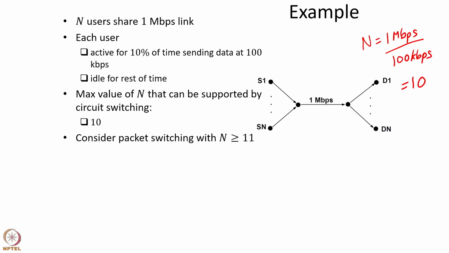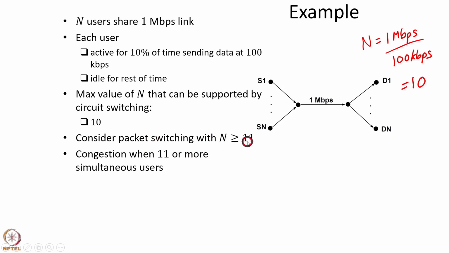Now let's discuss what happens if we use packet switching and there are 11 or more users. So n is greater than or equal to 11. When will there be congestion? Note that these users are intermittent. They don't always send data. A user sends data only for 10% of the time, and for the remaining 90% of the time, the user is inactive. There is congestion when there happen to be 11 or more simultaneous users. Otherwise, there is no congestion.